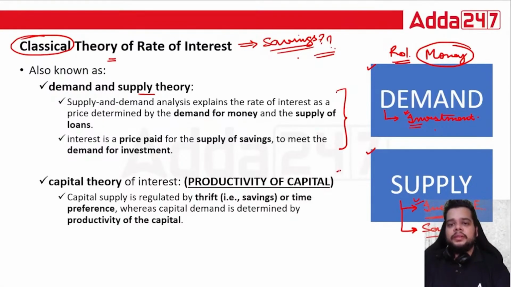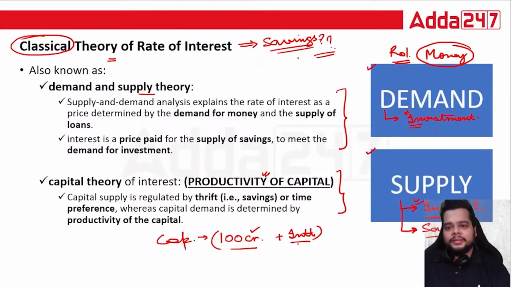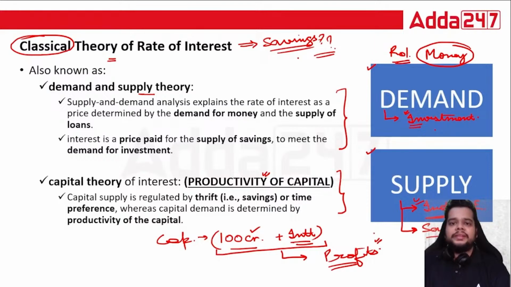Then the capital theory: what is the productivity of capital? How productive is your capital? Suppose you have an investment of, let's say, 100 crore from the bank, and you will be paying certain interest on this amount. So you have a capital of 100 crore plus this additional interest to be paid. After investing this amount in your business, what kind of profits are you making? If your business is profitable and meets your expectation, you will say that the productivity of capital is high. Otherwise, it is not.